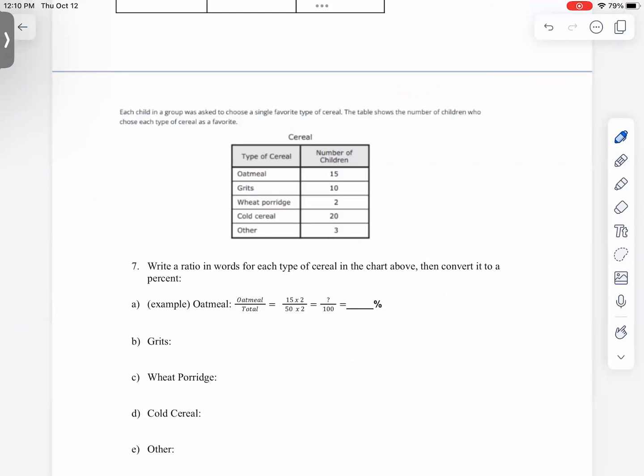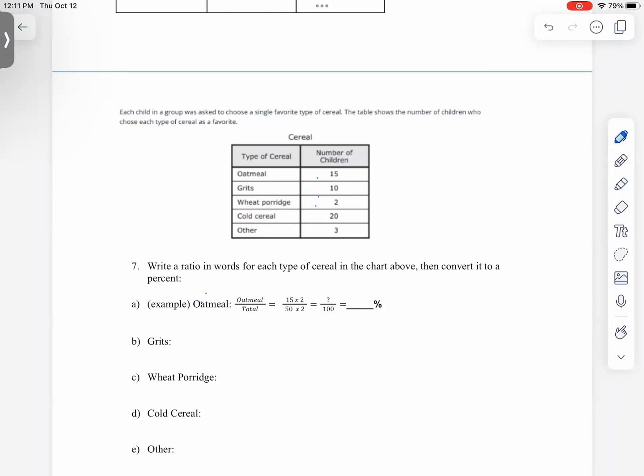And then the last one, we have a chart. We're going to start working more with these types where we have to gather up our data and then figure out percents and things like that and interpret them. Here we have types of cereals, which is kind of weird because we don't necessarily think of oatmeal as cereal in the South, but they're all types of cereal grains. It tells you 15 who prefer oatmeal, 10 who prefer grits, 2 who prefer porridge, and so forth. Write a ratio in words for each type of cereal in the chart, then convert it to a percent. I've shown you on the oatmeal exactly how I want this to be done.